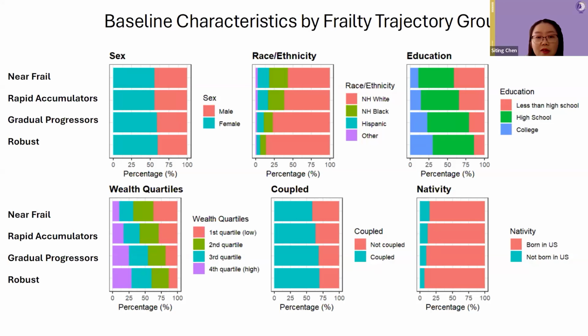If you take a look at the education and wealth, you'll notice that higher education level and higher wealth quartiles are more prevalent in robust and gradual progressors. And there are no evident differences in sex, couple status, and nativity across the 4 groups. Next slide, please.